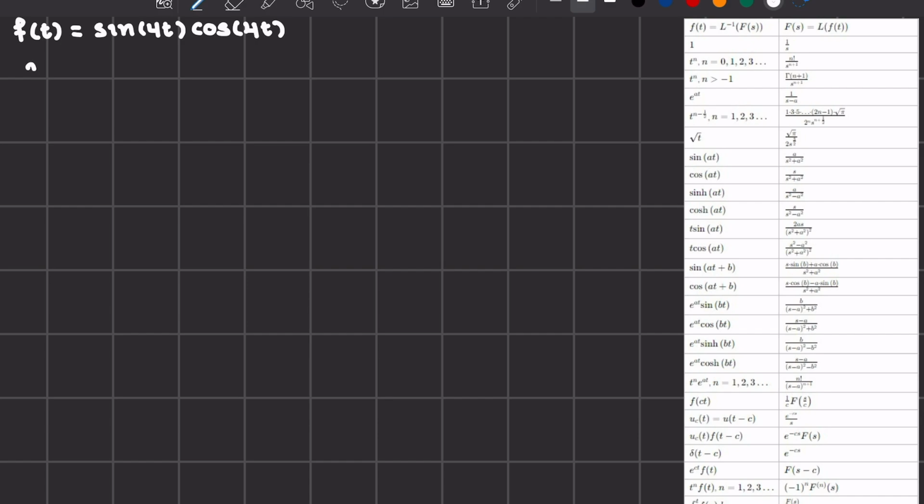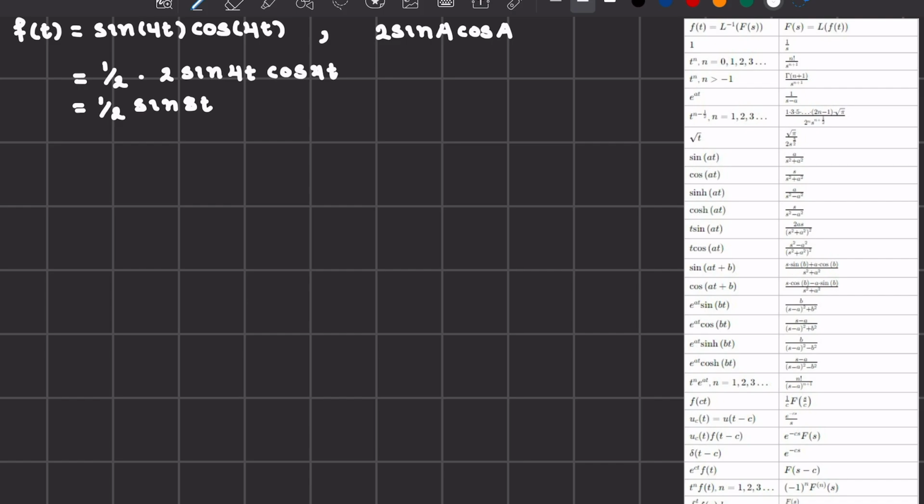Which is 2 sine A times cosine A. By using this trigonometric relation, we can apply it here, which is 1 over 2 times 2 sine of 4t times cosine of 4t. And so this simplifies to 1 over 2 times sine of 8t. From here on, we can just rewrite down our 1 over 2.